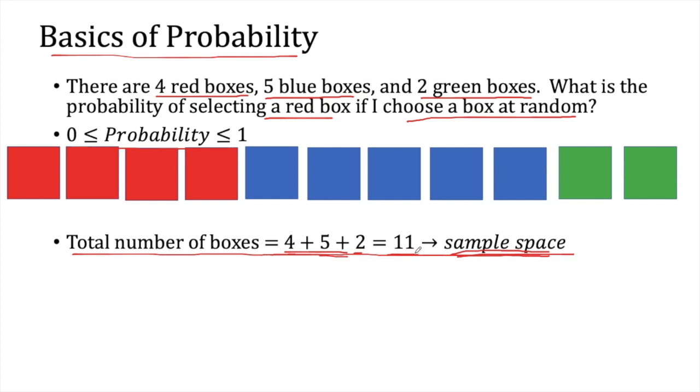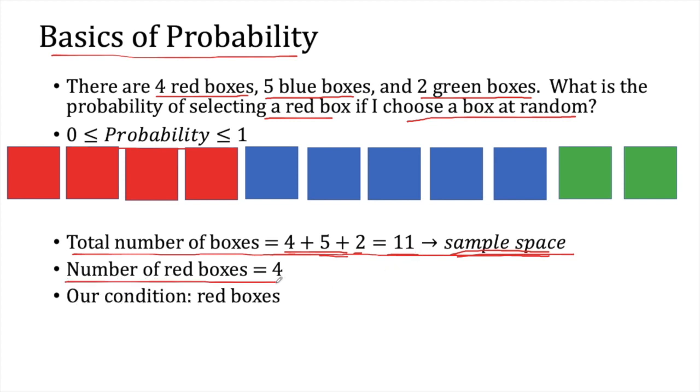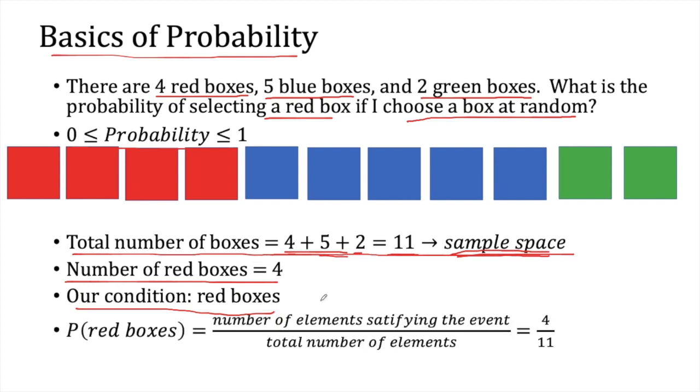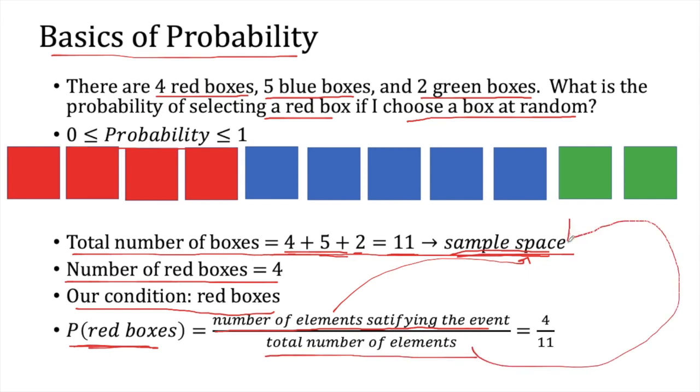And the question tells us to find out the probability of selecting a red box if we choose a box at random. So we see that there are 4 red boxes as stated in the question, and that's our condition. Our condition is to find the probability that you pick a red box. So the probability of any event happening is the number of elements in the sample space that satisfy this event upon the total number of elements, which is also known as the sample space.